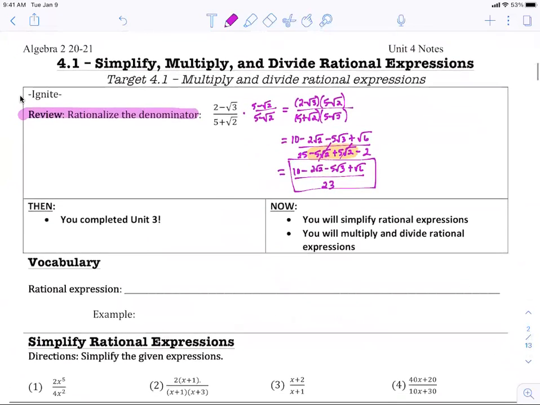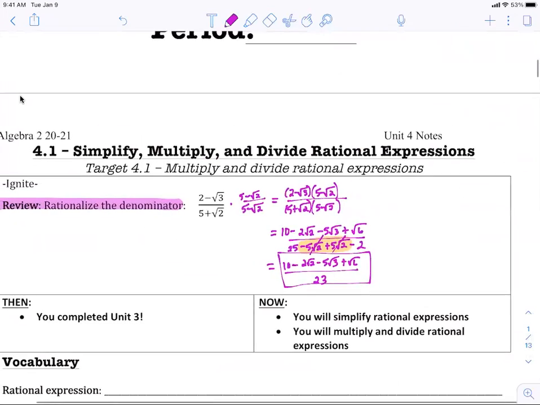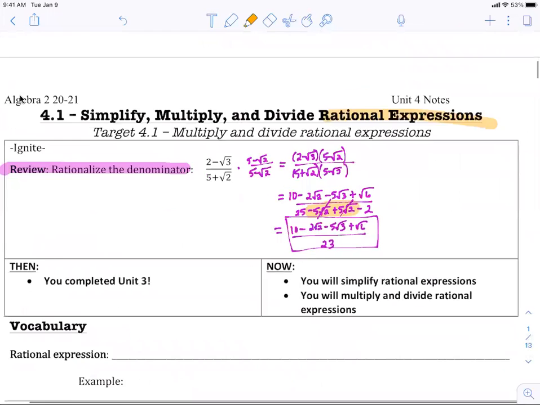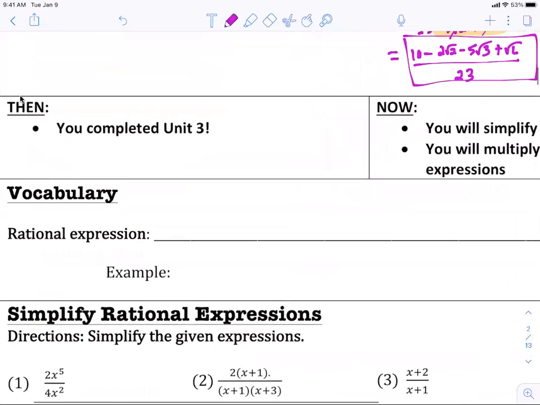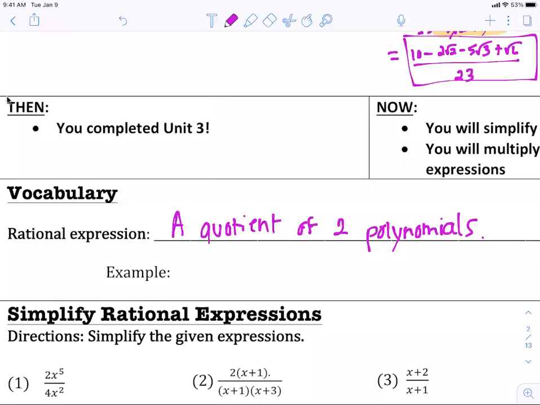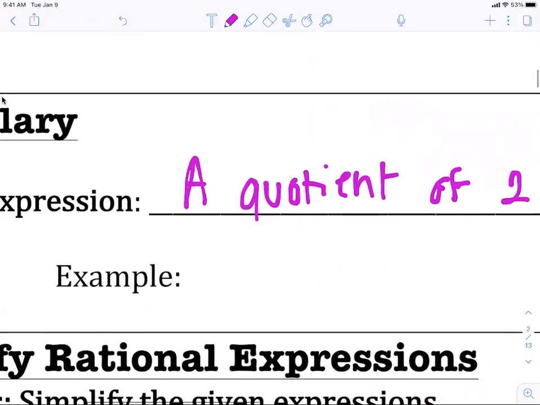Now, this whole unit is really working with things that you have in the past. We're just taking it to the next level. So in order for us to talk about rational expressions, it first would help to talk about what it means to be a rational expression. Simply enough, when we say a rational expression, we're talking about a quotient of two polynomials. Now, those polynomials can really involve pretty much anything.